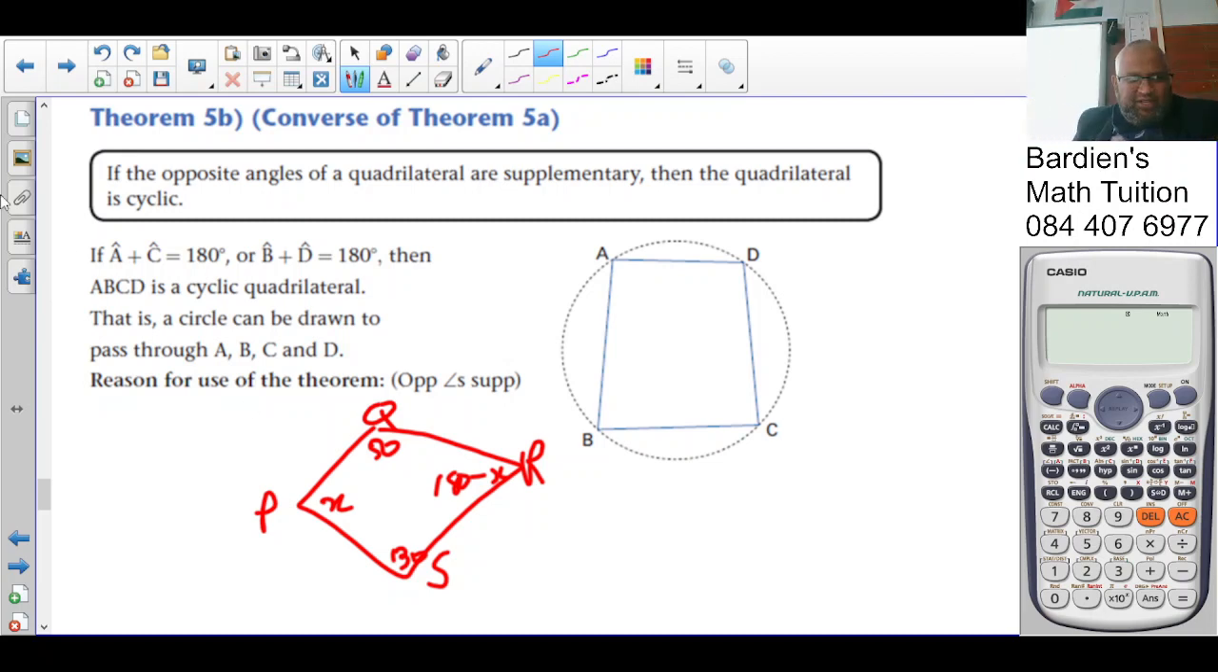So to see what they wrote here, if opposite angles of a quadrilateral are supplementary, then the quadrilateral is cyclic, which means to say a circle can go through the vertices of that quadrilateral. They're just clarifying here. If angle A plus angle C is 180, or angle B plus angle D is 180, then ABCD is a cyclic quadrilateral. That is, a circle can be drawn passing through ABCD. Reason for using this theorem is opposite angles supplementary.